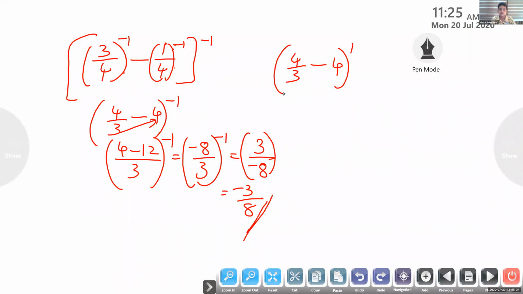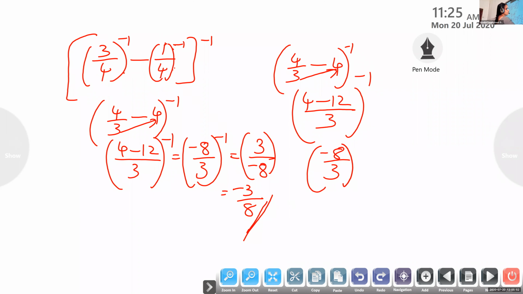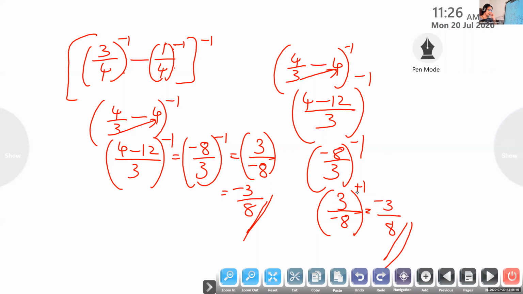Now, we are subtracting 4 by 3 minus 4. 4 minus 12 by 3. You will multiply 3 into 4 now. The whole raised to negative 1. That is negative 8 by 3, the whole raised to negative 1. So it is 3 by negative 8, the whole raised to negative 1. Negative we can take into the numerator. So negative 3 by 8.